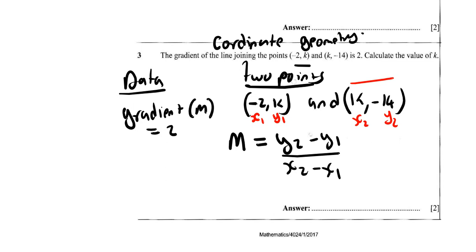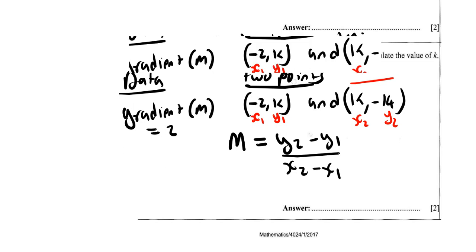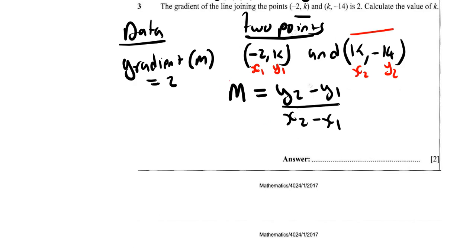Okay, let's try to work this out now. Where there is y2, you replace y2. Where there is y1, you replace just like that. So let's try to see what we're going to get. Remember that they have already given us m, which is the gradient, which is in this case the 2. If I was to read through the question again, it's saying the gradient of a line joining the 2 points is 2. So calculate the value of k.